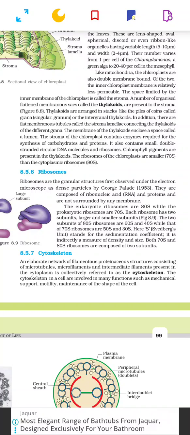Here S, Svedberg unit, stands for the sedimentation coefficient. It is indirectly a measure of the density and size. Both 70S and 80S ribosomes are composed of two subunits. Cytoskeleton.